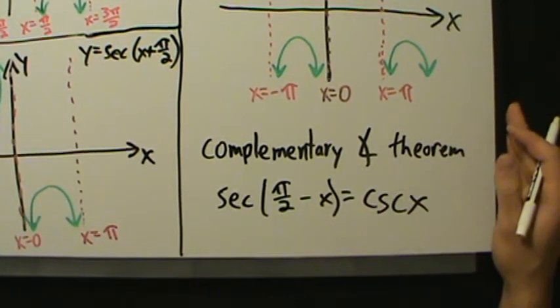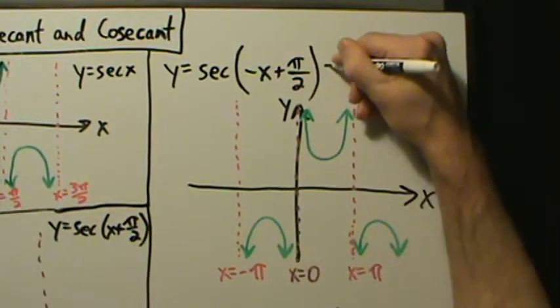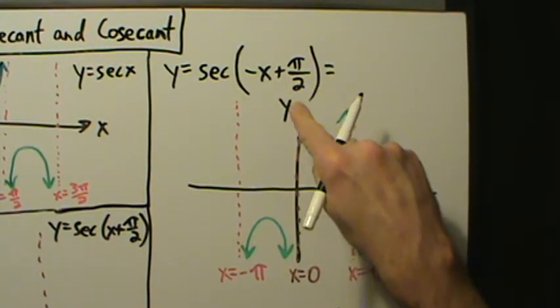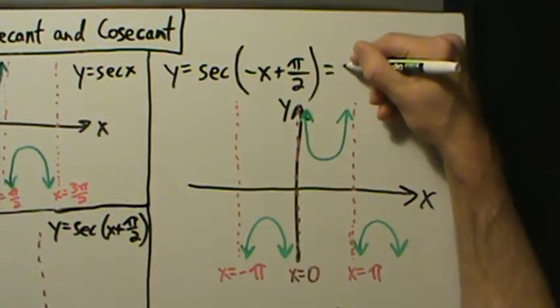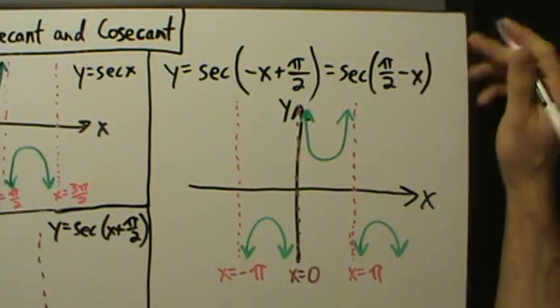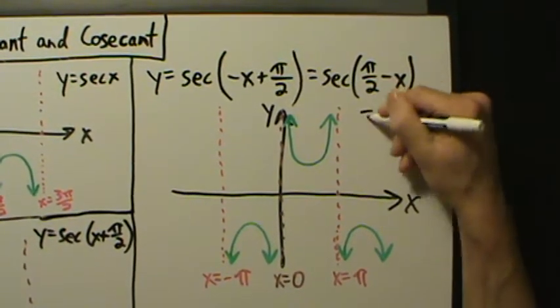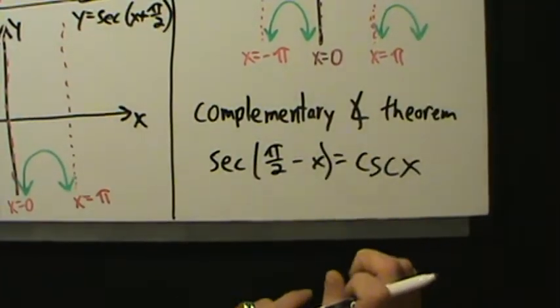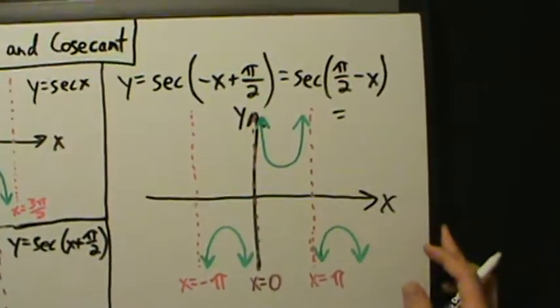Okay, why is that important here? Well, here, look at this. Secant of negative x plus pi over 2. Well, negative x plus pi over 2, that's the same thing as saying pi over 2 minus x. But secant of pi over 2 minus x, from the complementary angle theorem, that is the cosecant of x.